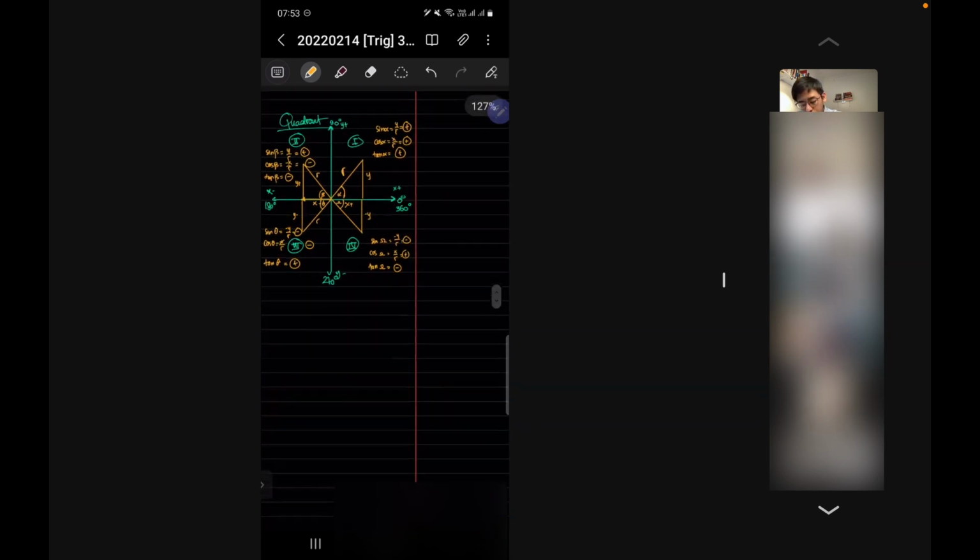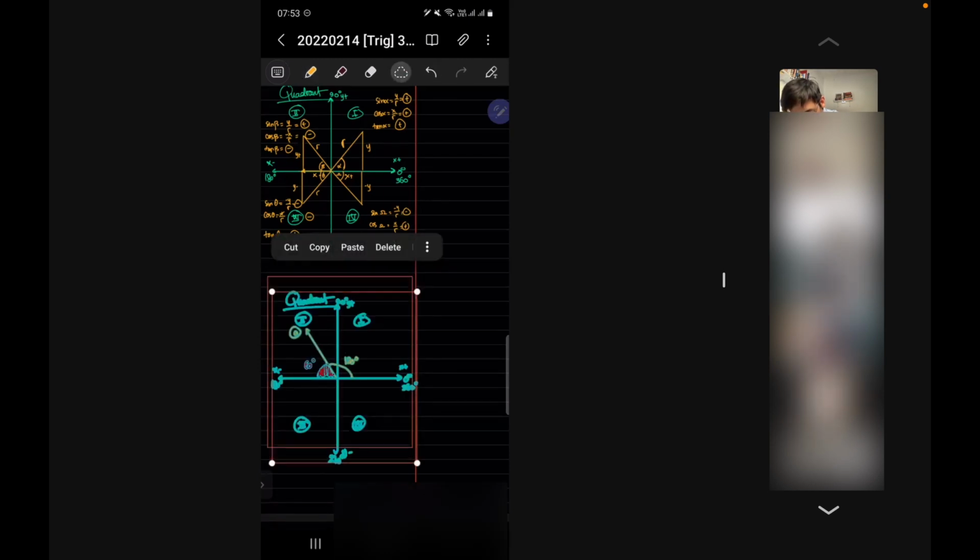Okay, so you can copy the same graph, and then you can make things like this.